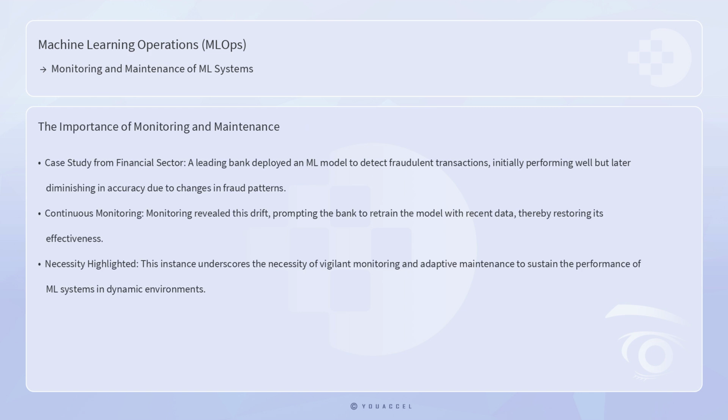The importance of monitoring and maintenance is further highlighted by case studies from various industries. For example, in the financial sector, a leading bank deployed an ML model to detect fraudulent transactions. Initially, the model performed exceptionally well, but over time, its accuracy diminished due to changes in fraud patterns. Continuous monitoring revealed this drift, prompting the bank to retrain the model with recent data, thereby restoring its effectiveness. This instance underscores the necessity of vigilant monitoring and adaptive maintenance to sustain the performance of ML systems in dynamic environments.